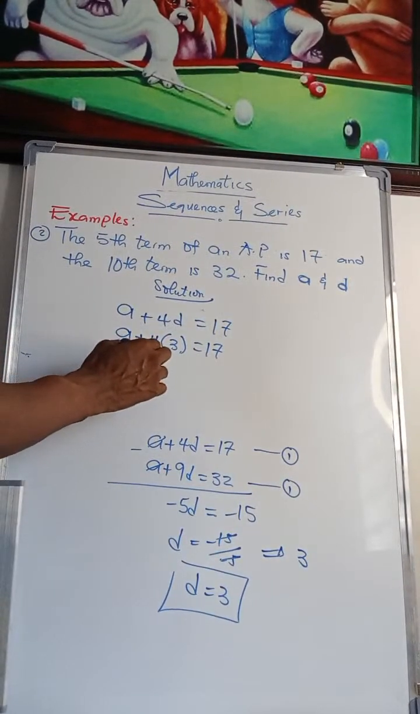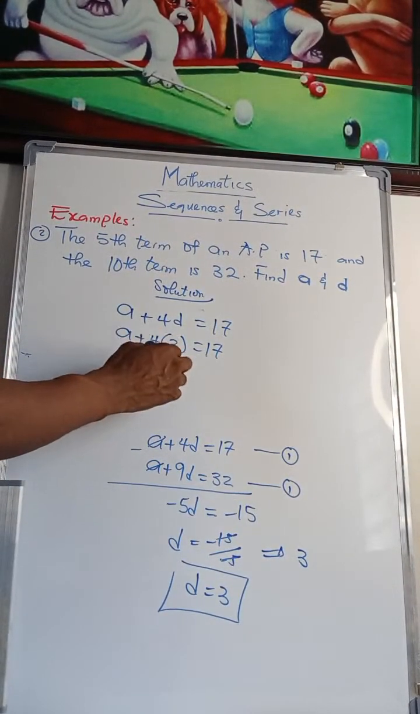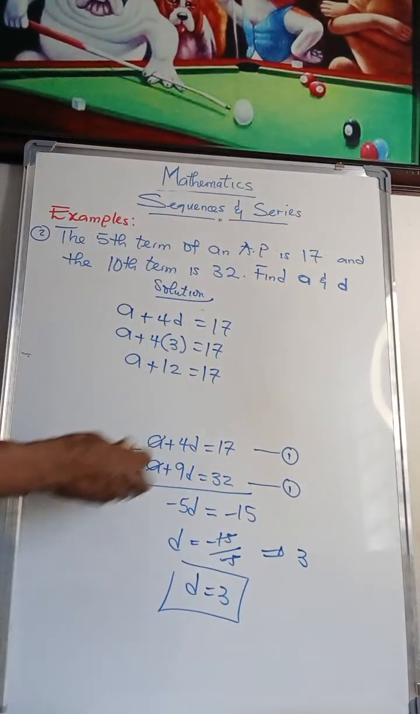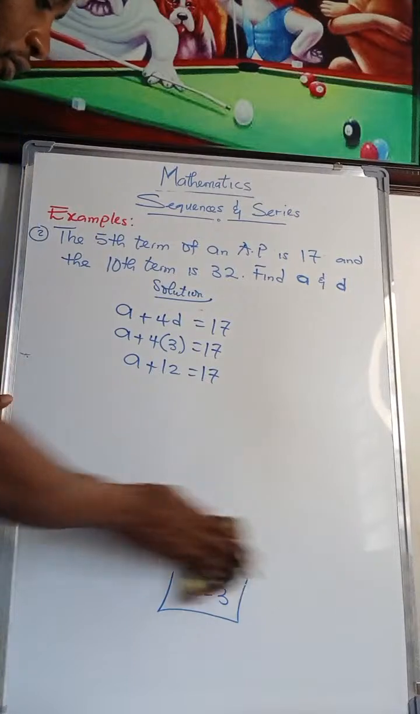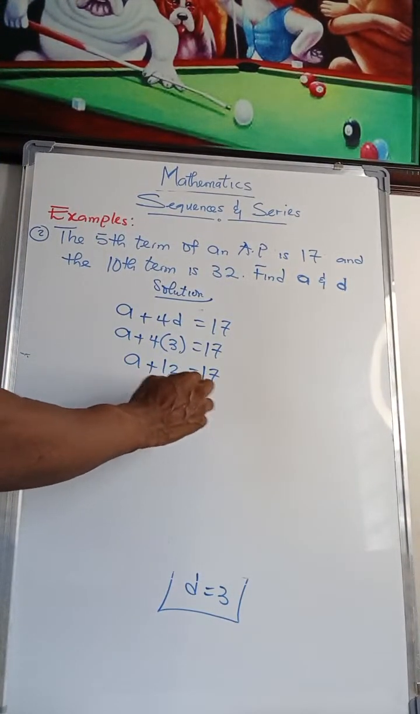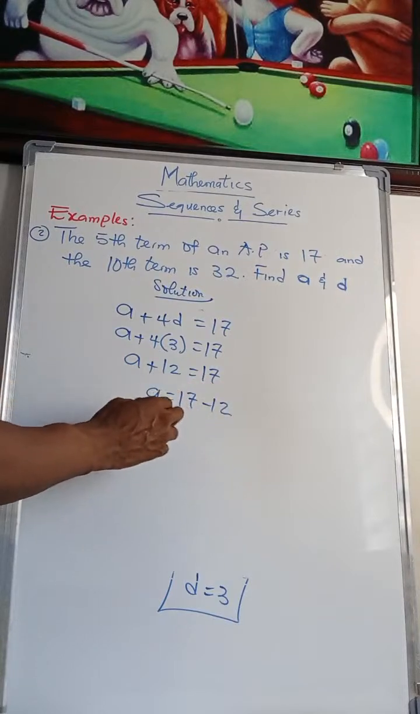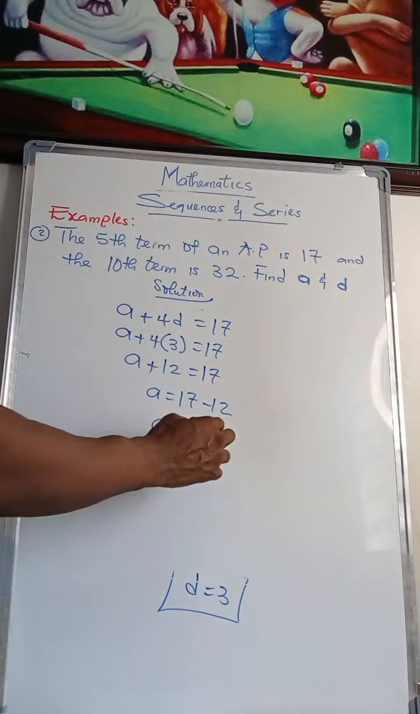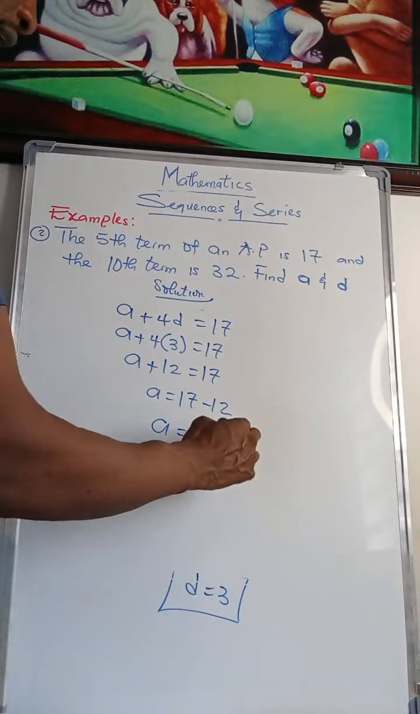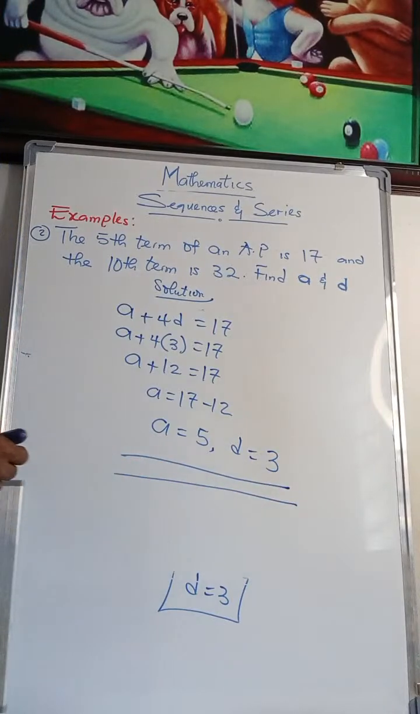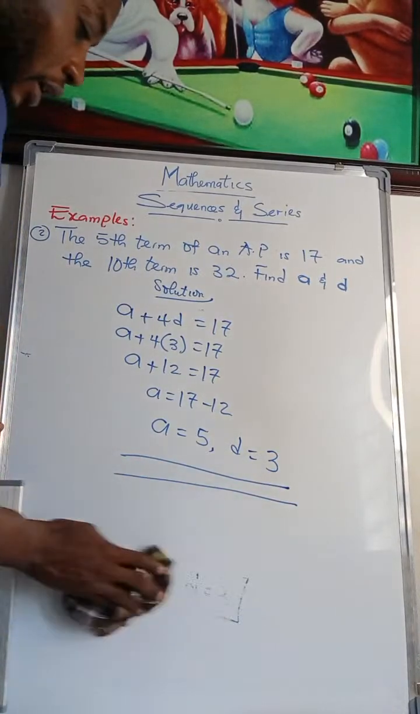And then 4 times 3 is 12. So we take 12 to the other side. Our A now equals 17 minus 12. That means our A is 5. So A is 5, and our D is 3. This is the final answer. All right, so that's how to calculate our A and our D.